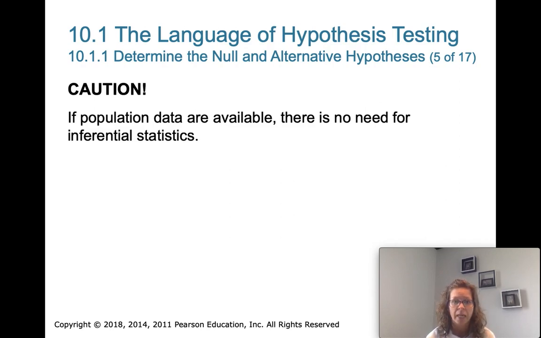But caution, if we actually have population data, we don't need to do this. So this is called inferential statistics. We are inferring something about our population. In the last chapter, we looked at those confidence intervals where we were inferring what we think the population proportion or the population mean might be based off of what our sample proportion or mean was. We had to infer. If we actually have the whole population data, then we don't need to go through any of this. So this is just a caution about that. We only use this if we are sampling a portion of the population.